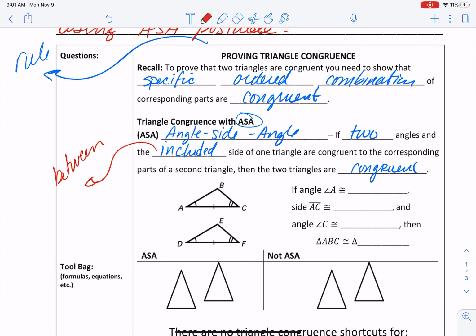So if angle A is congruent to angle D, and then we can prove that side AC is congruent to DF, and then I can show that angle C is congruent to angle F, then I can say that triangle ABC is congruent to DEF.